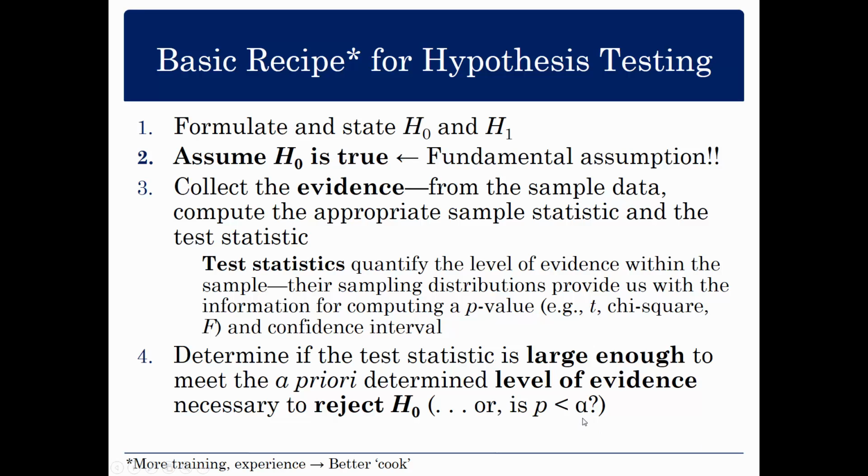Alpha, so the difference between the p-value and the alpha is that alpha is the decision rule that you compare the p-value against.